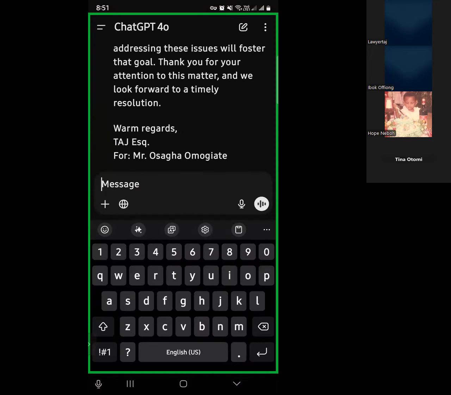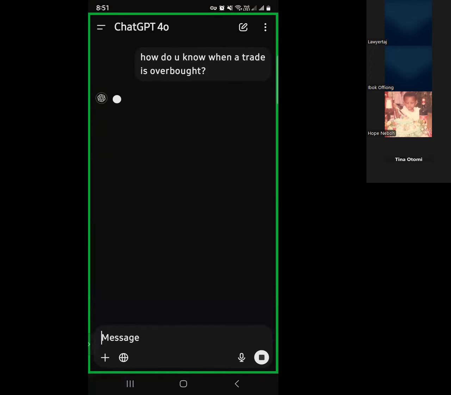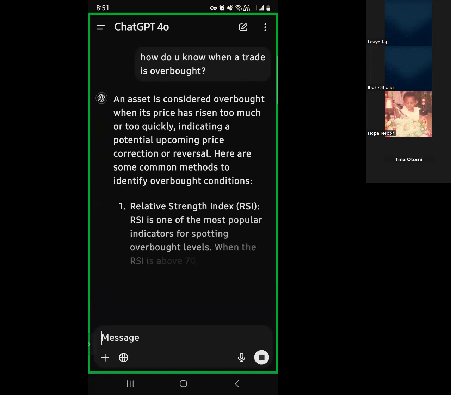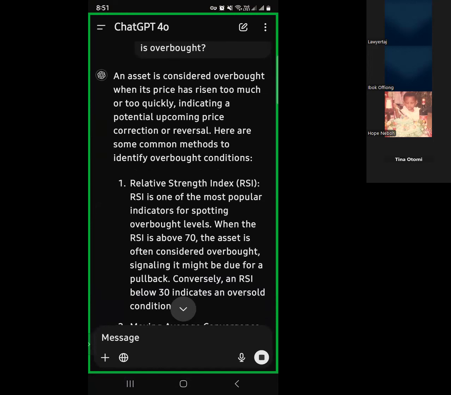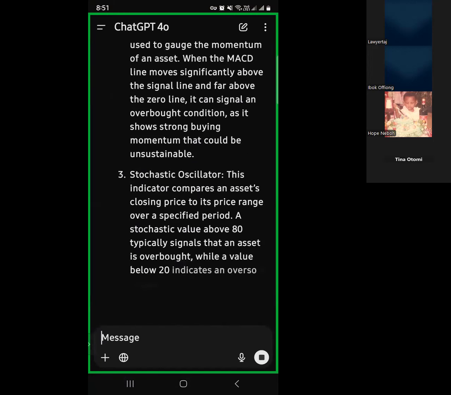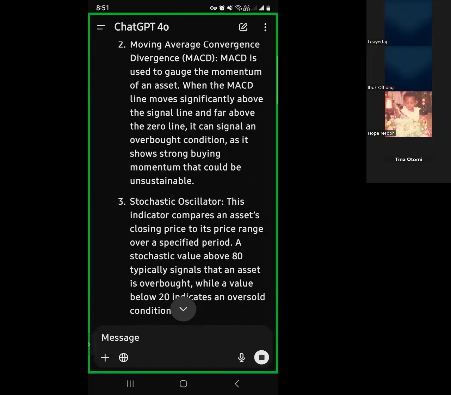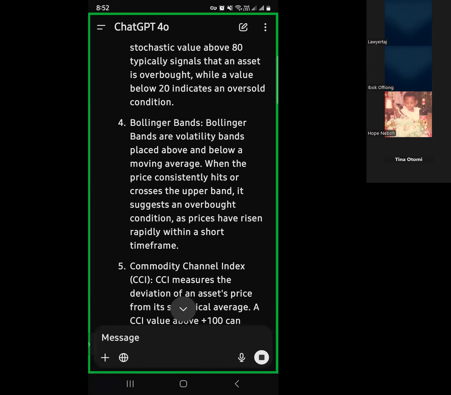Let me go to my Baba. Can you see my screen? That's the power of ChatGPT 4.0. Right, let you finish writing, then we're going to jump through it.